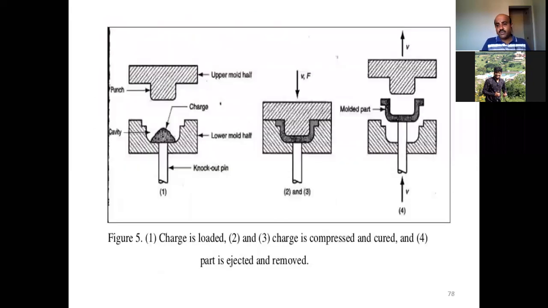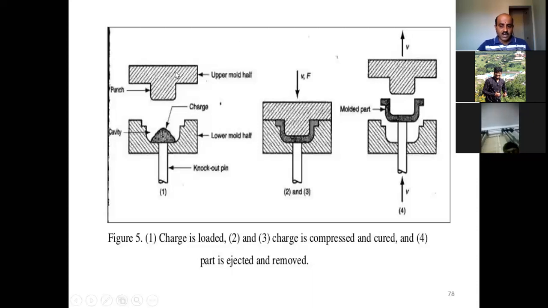This is the diagram that we have for compression molding. The charge is loaded. The first diagram that we are showing here is the charge. So this is the upper mold and this is the lower mold. Both the molds will be heated, and then it is a punch, just like a punch, and it is a cavity. So the charge is placed in the cavity in the lower mold half.